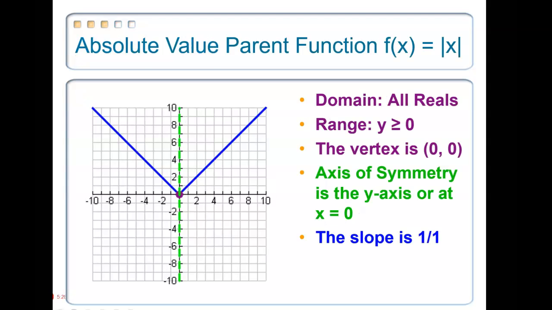The absolute value function always graphs as a V. So on that graph to the right, you can sketch that graph. And then we're going to talk about the blue, the green, and the purple parts of the graph and how they represent the absolute value.